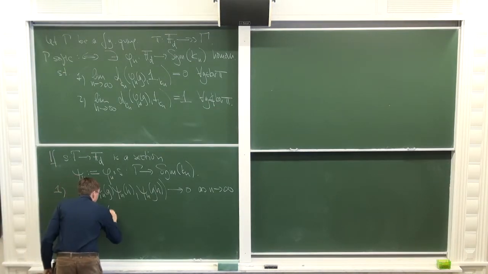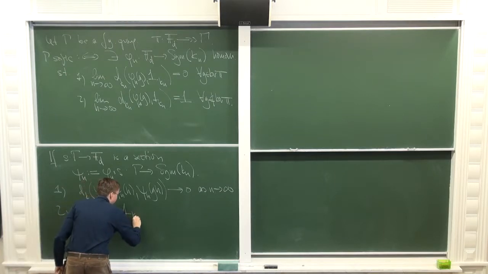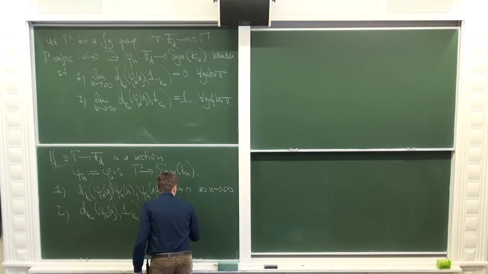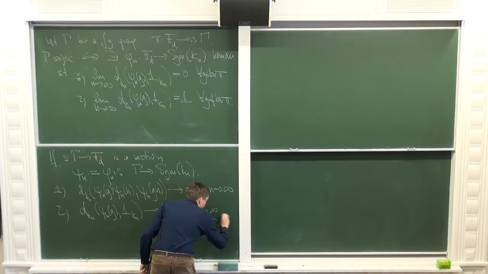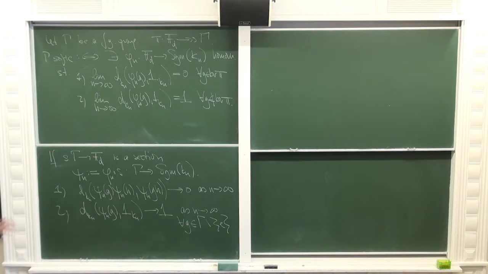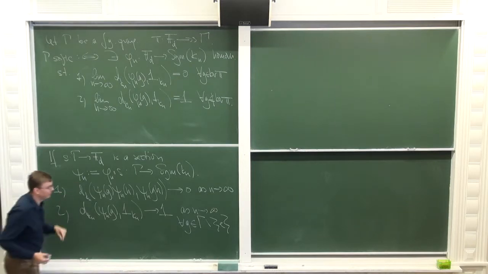So the Hamming distance of psi_n of g to the identity permutation tends to 1 as n tends to infinity for all g which are in gamma, but of course not the neutral element, right? For the neutral element, it's not tending to 1. Right, so this maybe is a bit more familiar, and I just encourage you to do this exercise to show that these two characterizations are actually completely equivalent. It's a very easy computation.